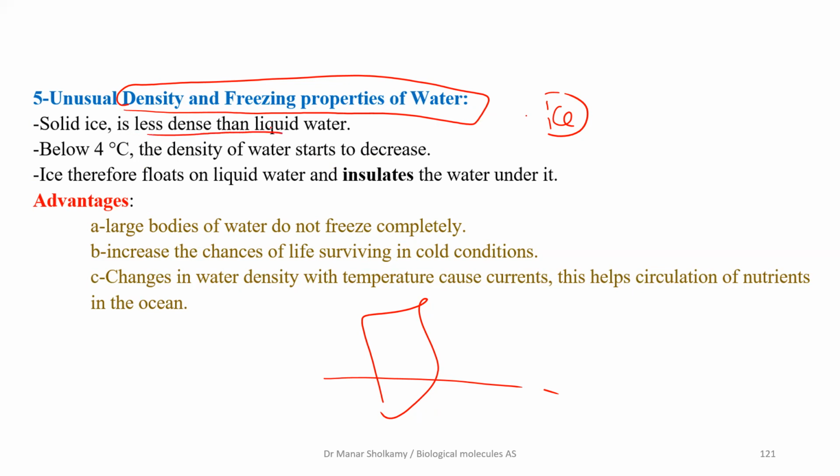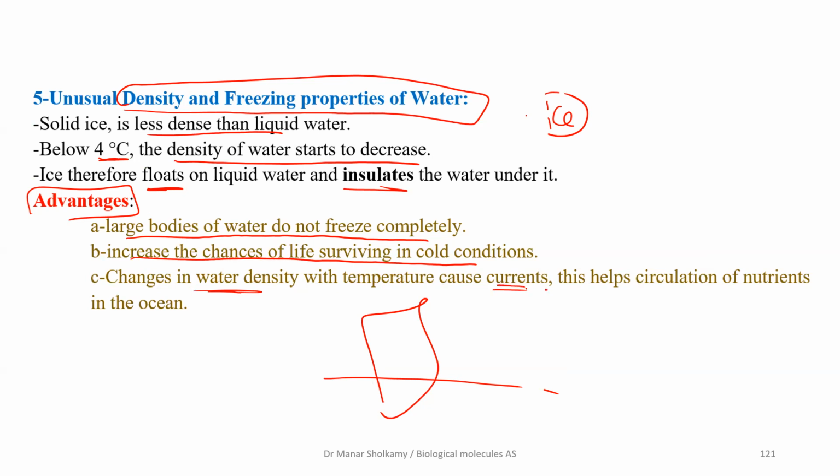Solid ice is less dense. Below 4 degrees, the density of the water starts to decrease. It floats and insulates the water below it. Advantages: large bodies of water do not freeze, increases the chances of life surviving in cold conditions. Okay. Changes in water density with temperature causes currents, and this helps circulation of nutrients in the ocean. In other words, water is a liquid. It's very difficult for water to be gas or to be solid because of the hydrogen bond that either need to break or either need to make.